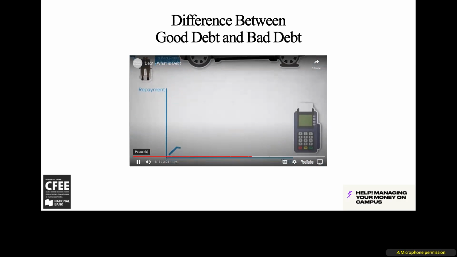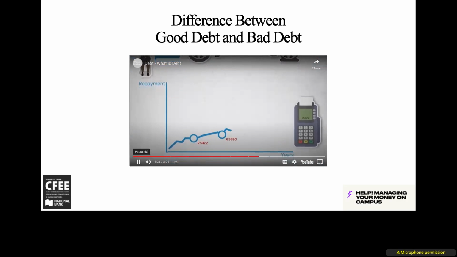Credit card debt is always bad because the interest rates are a lot higher, usually in the double digits. In many cases, if you can only make the minimum payments, it will take you years to pay it off.